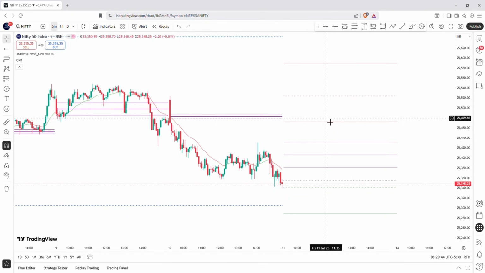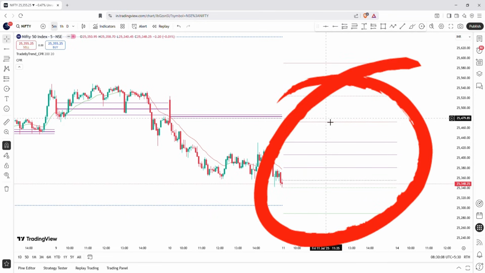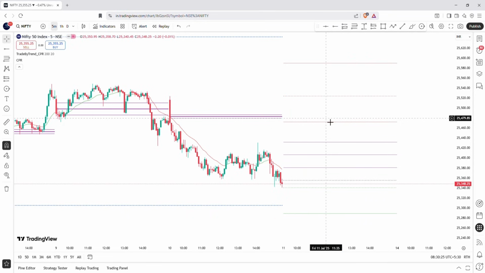Here is my daily routine. I use today's CPR for real-time intraday trades, and I use tomorrow's CPR after the market closes to plan my next day's setup. Combining both gives me a complete picture of the market and a serious trading edge.